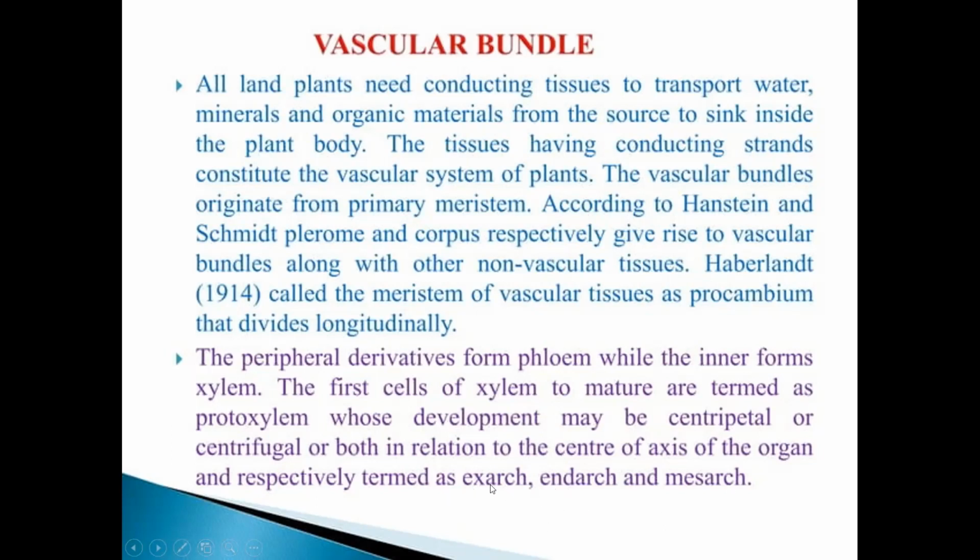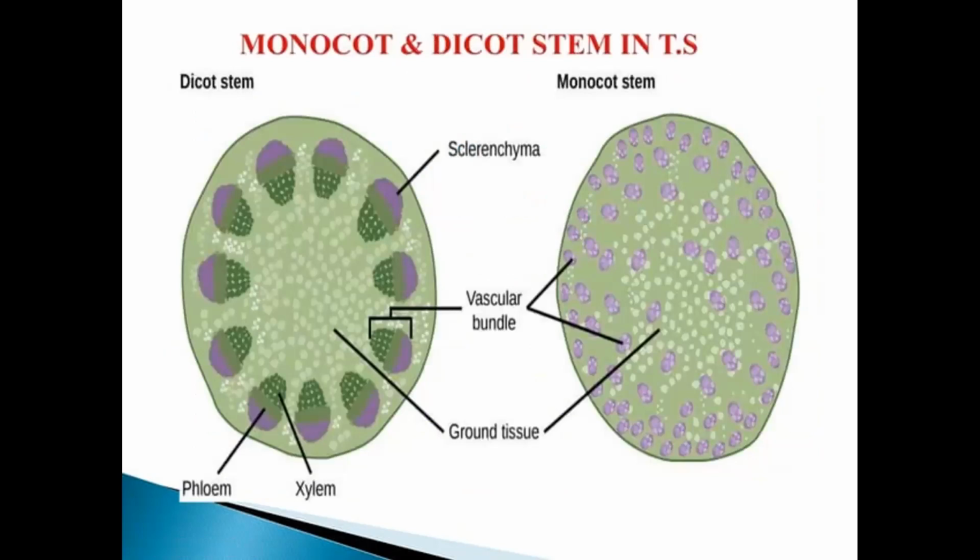Exarch xylem means protoxylem towards outside and metaxylem towards inside. Whereas endarch means protoxylem towards inside and metaxylem towards outside. Mesarch is in between these. Here are the different types. This is a dicot stem. Let us see the arrangement of these vascular tissues. Here xylem is present towards inside and phloem towards outside.